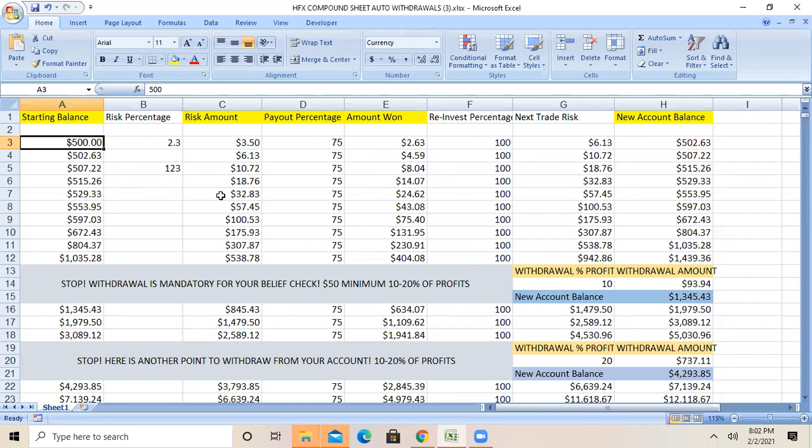Now we've increased the risk amount to $32.83. We won that trade. Great. $24.62 was added to the account. This is you taking no money out. Taking no money out. Just keep it in there and just keep rolling it over. $5.53 is now your balance.